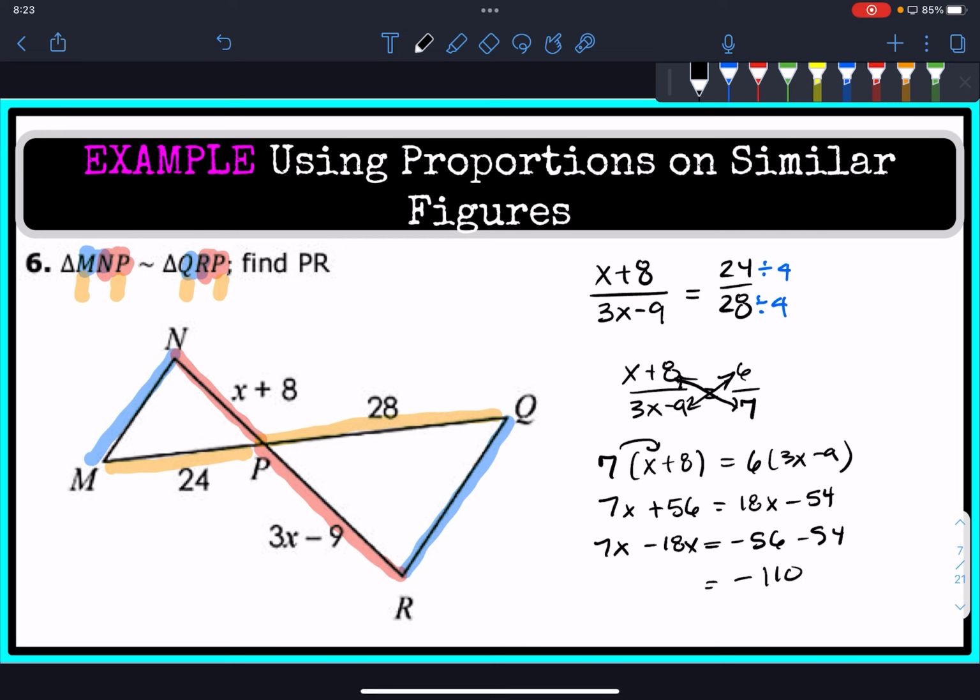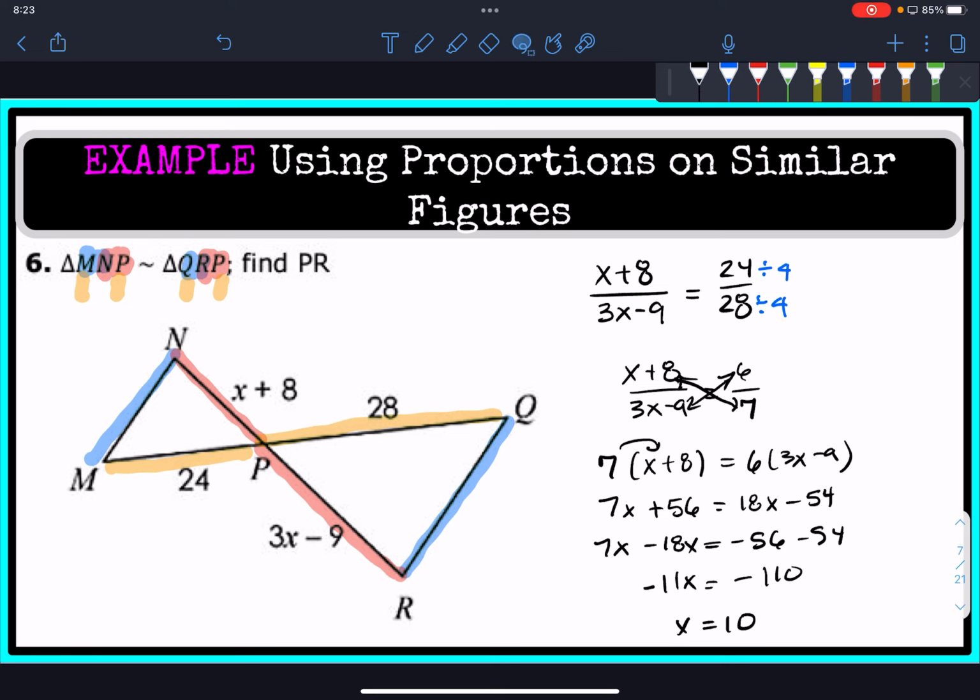And on the left, that adds up to negative 11. So negative 11x. And dividing, that's going to give us 10. So the value of x is equal to 10.